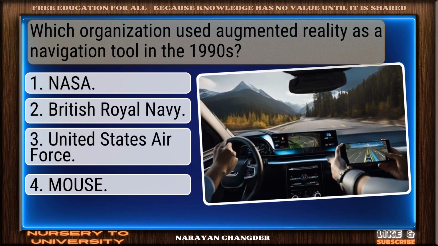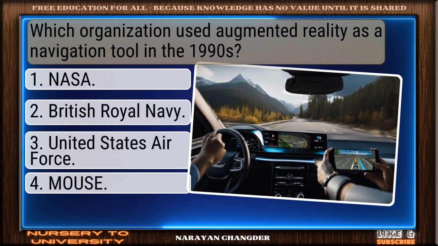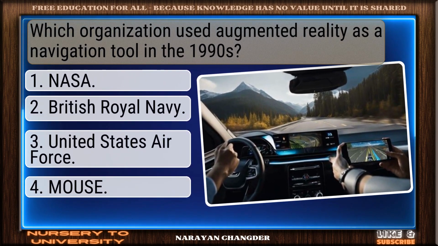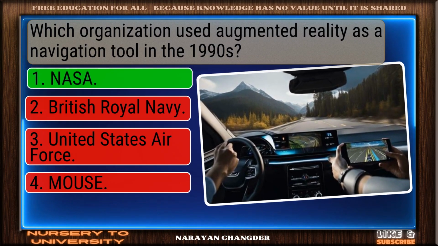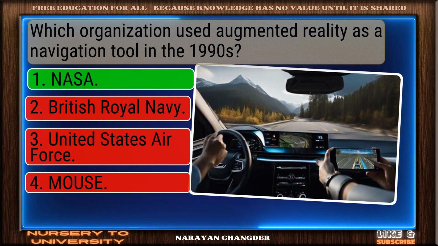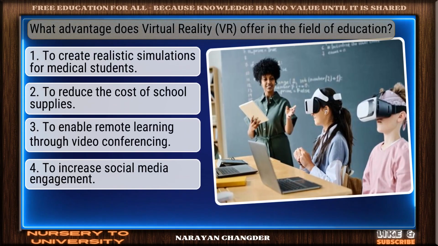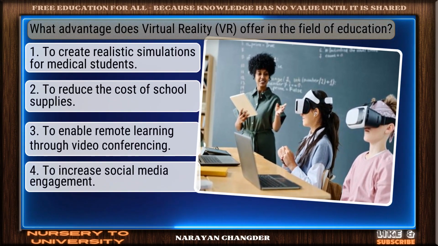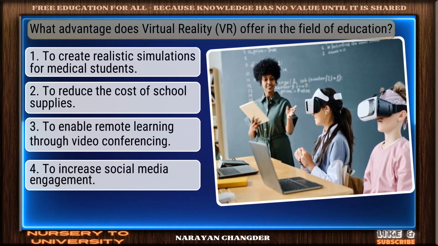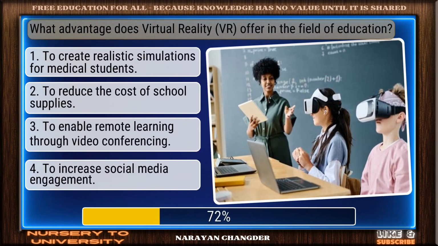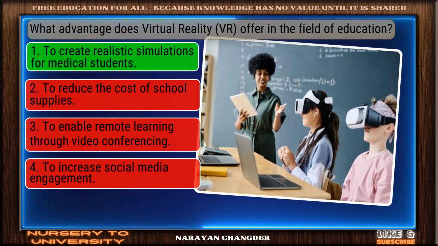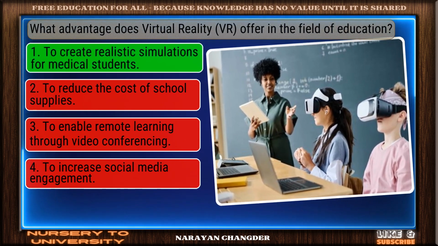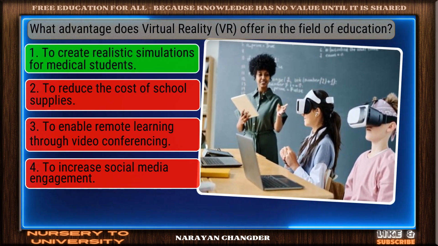Question number 25. Which organization used augmented reality as a navigation tool in the 1990s? You chose NASA. And it is correct. Question number 26. What advantage does virtual reality offer in the field of education? Bravo! To create realistic simulations for medical students is the answer.